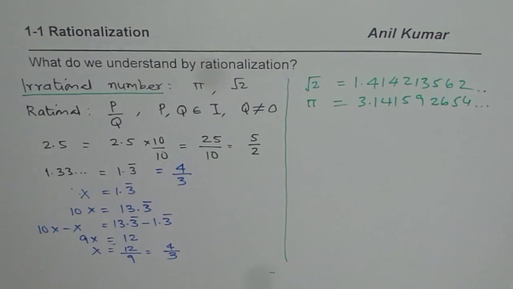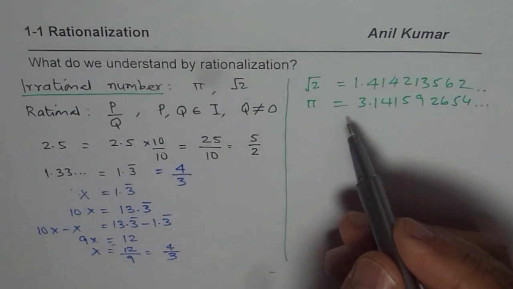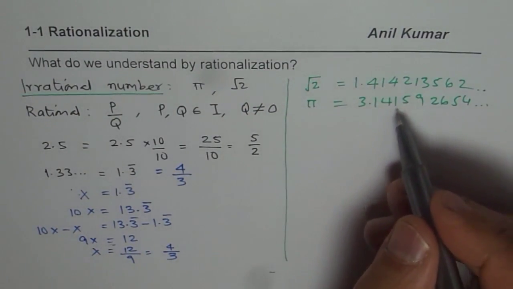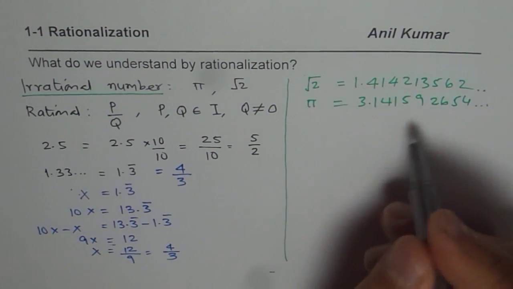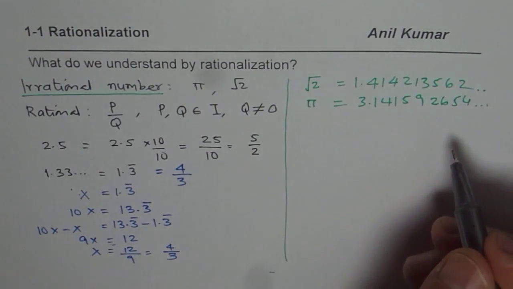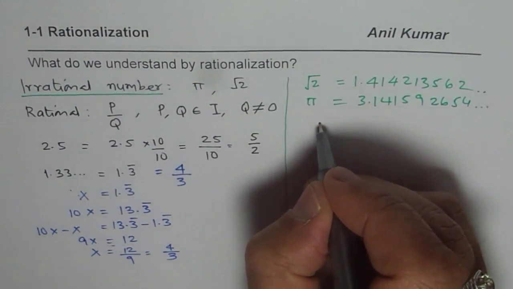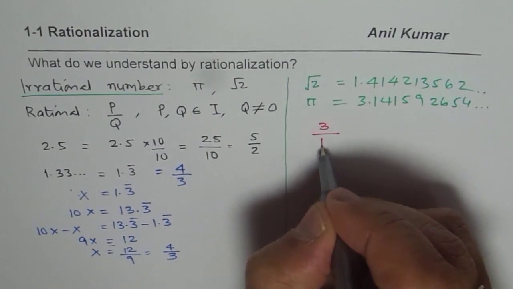So I hope the concept is clear. Now the idea here is that most of the time we would like to work with rational numbers, and we'll avoid irrational ones. So how to avoid it? That is what rationalization is all about. So if you have, let us say, a number 3 over square root of 5, right?